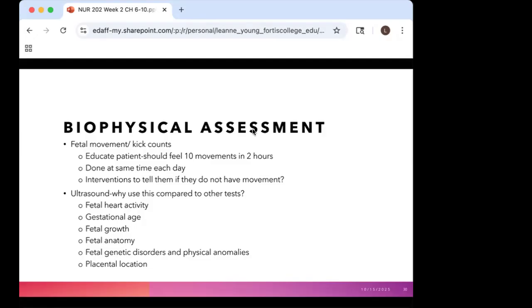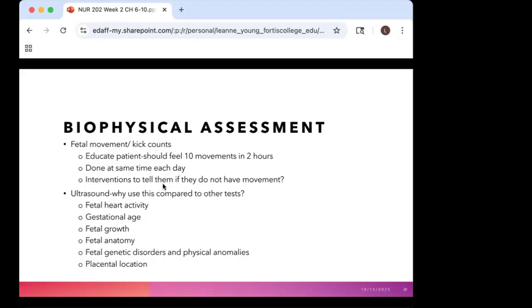Ultrasounds, like I have listed here, are great because you can see fetal heart activity. You can get an appropriate estimation of gestational age. You're looking at the fetal growth and fetal anatomy. A lot of the stuff that will be diagnosed with other tests, most of the time you can see or note on ultrasound as well. And you also can see the placenta location with an ultrasound most of the time.